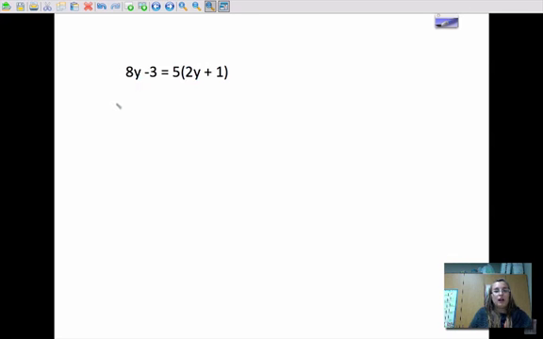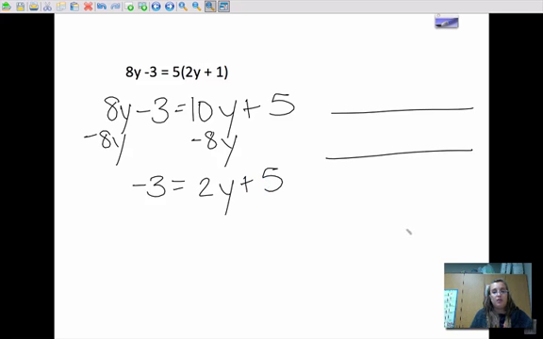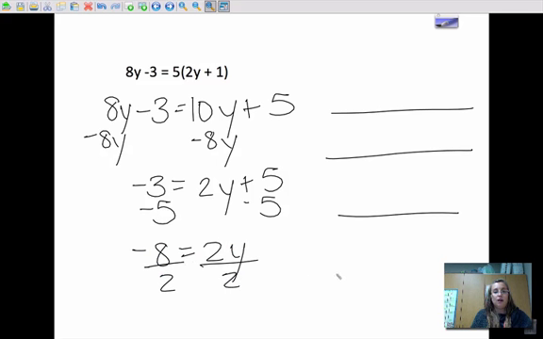Okay? So the first line that I'm going to write down is 8y minus 3 equals 10y plus 5. So what property did I use there? Okay. The next thing I'm going to do is subtract 8y from each side, and I'll get negative 3 equals 2y plus 5. What property did I use there? Subtract 5 from each side, that's a property. I get negative 8 equals 2y. Then I divide by 2, and I use a property for that, and I get negative 4 equals y. So you've got 4 blanks to fill in on that one.